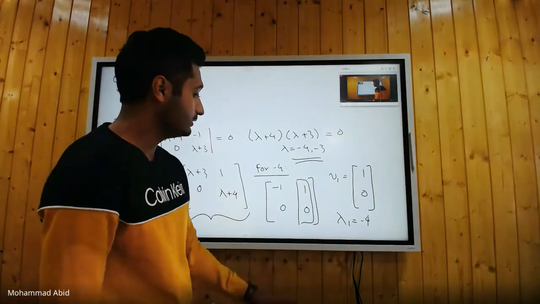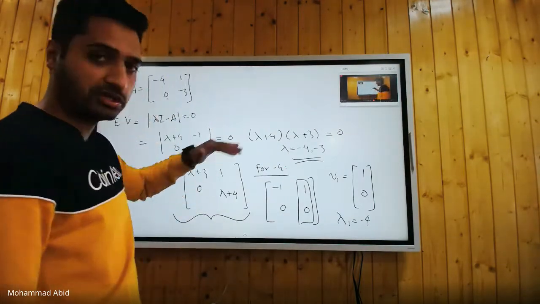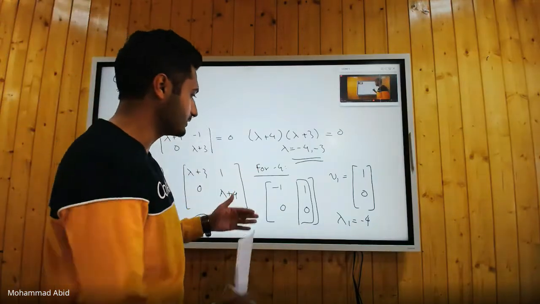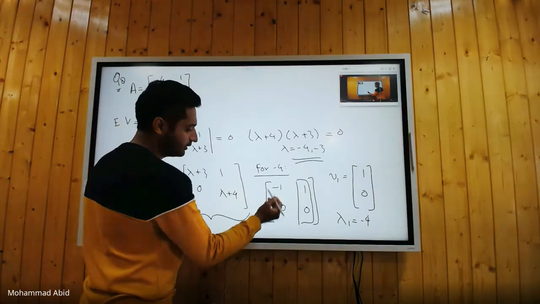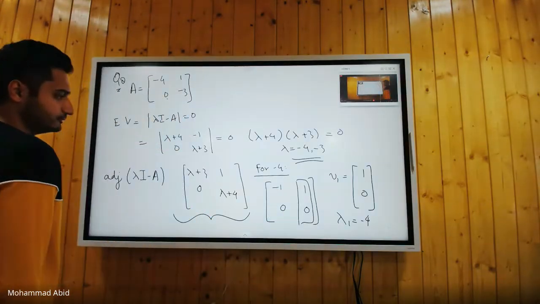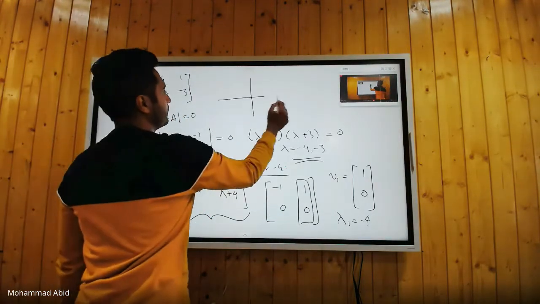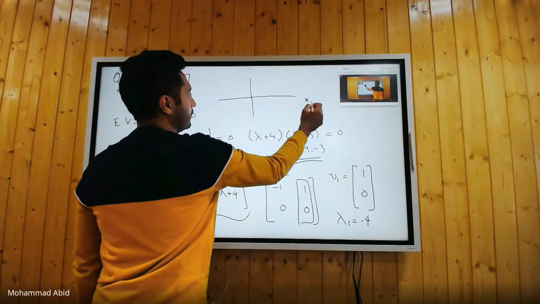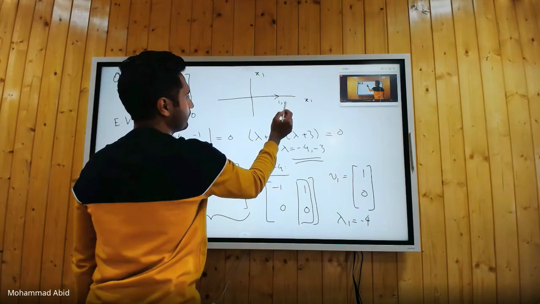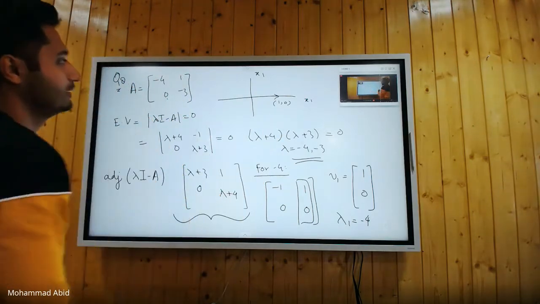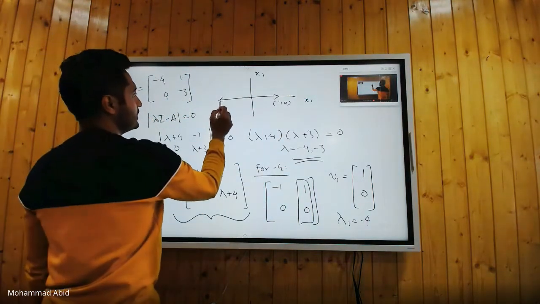Eigenvectors give you a direction in the state space, and the expansion or shrinking is given by lambda. See, we can take minus 1, 0 also. Quickly, if I show you, the 1, 0 direction is this, and the minus 1, 0 direction is this.